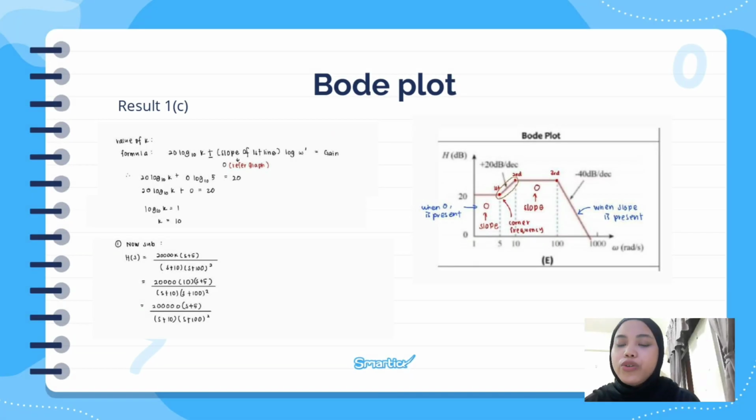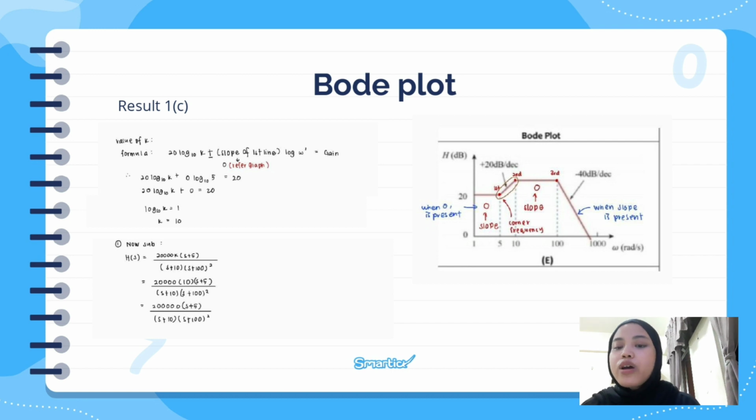So I'm going to continue. To find the value of k, we use the formula 20 log10 k plus or minus slope of first line times log omega equals gain. When we look at the graph, the slope of the first line is 0. So 20 log10 k plus 0 log10 5 equals 20. 20 log10 k plus 0 equals 20, and we get the value of k, which is k equal to 10.